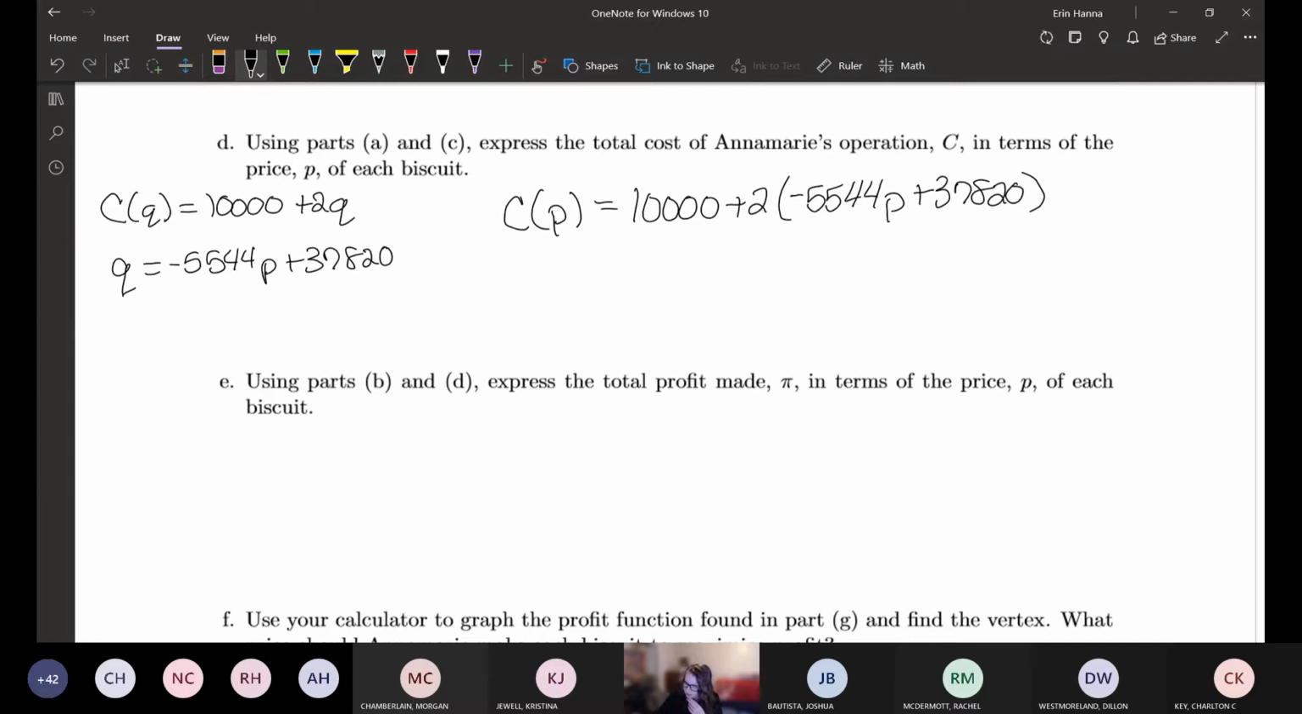We should distribute that and simplify this a bit. So we have 10,000 minus 11,088 P plus 75,640. So that was from distributing that value of 2. This is the answer to part C, so I'll just not scroll up and just tell you that that's the answer. That cost equation right there that I just highlighted is the answer to part C.